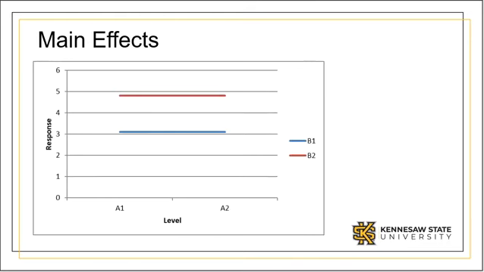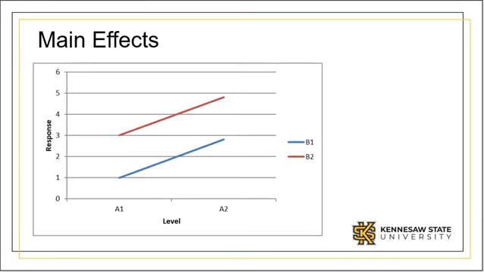Here, we have a main effect for factor B, but no main effect for factor A. There is also no interaction effect. Now let's consider this plot. There is a main effect for factor A and factor B, but there is no interaction effect.